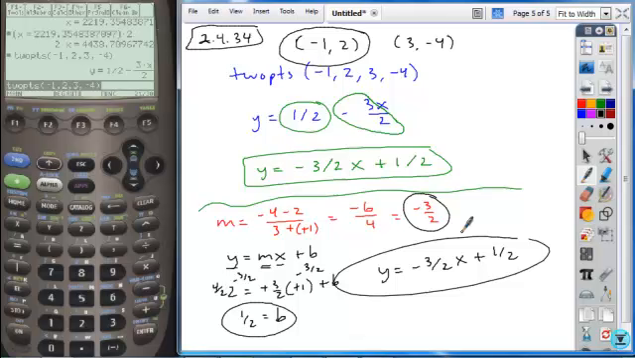So either way, by hand or calculator, you get the same thing, but it does save you some time if you do it by calculator.